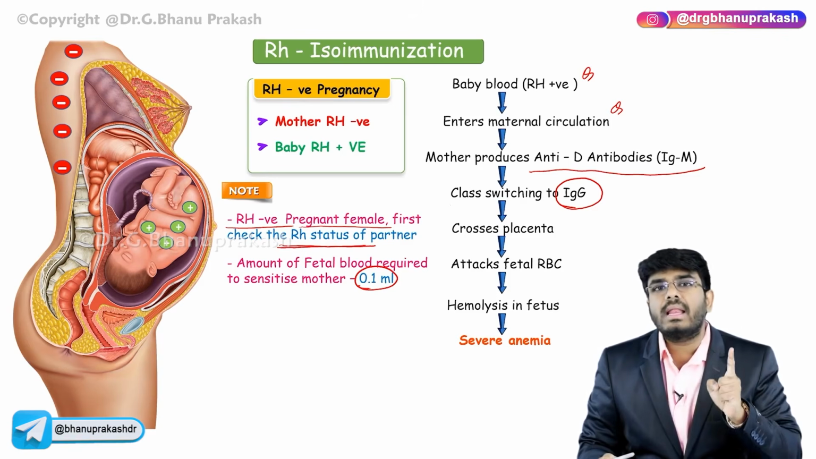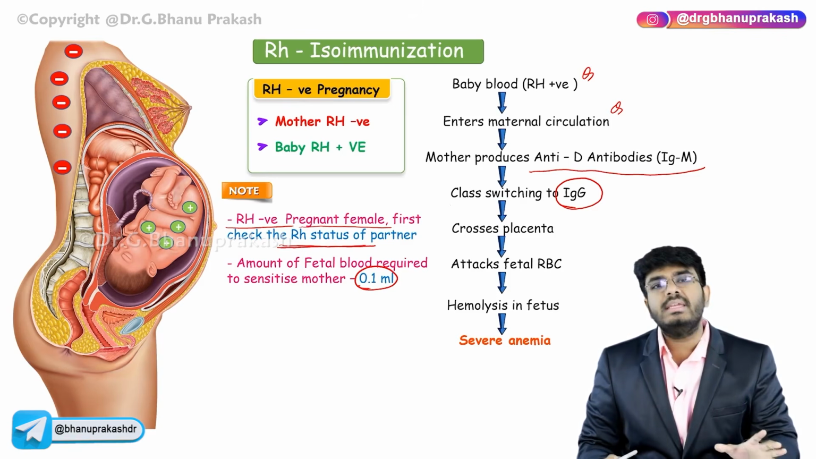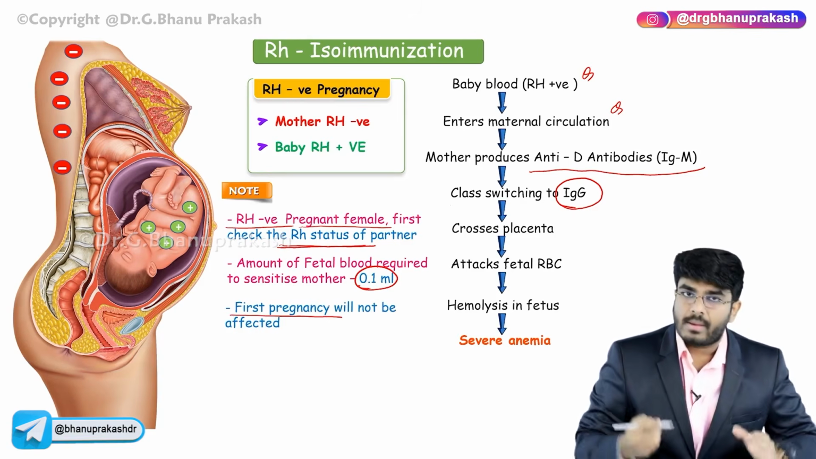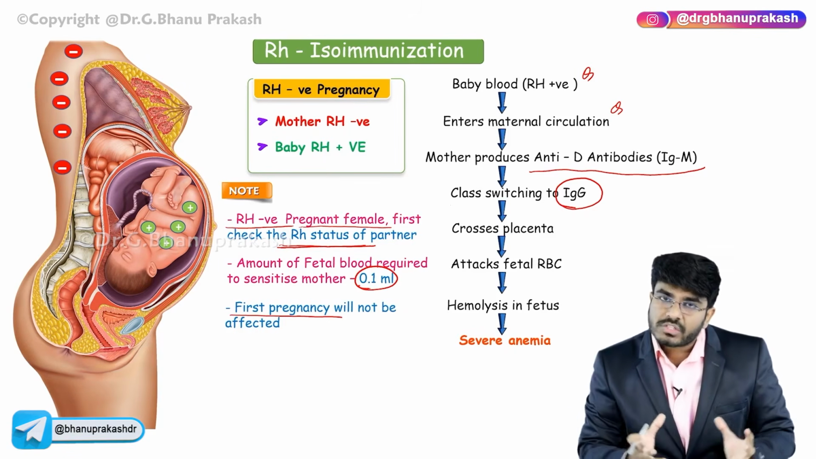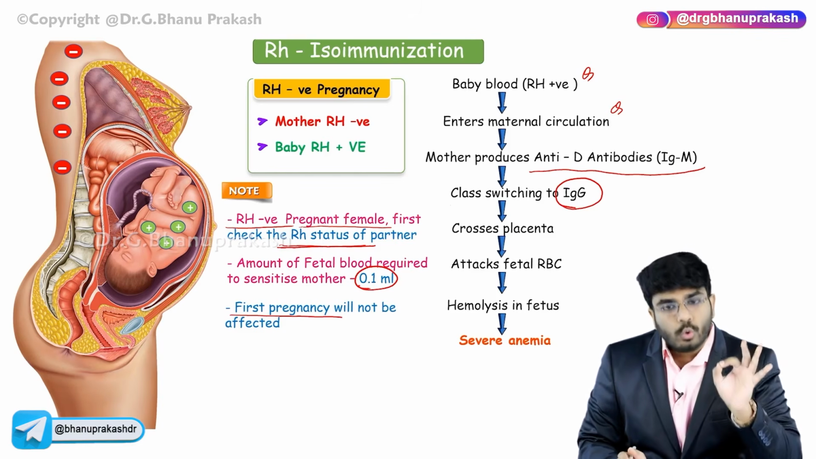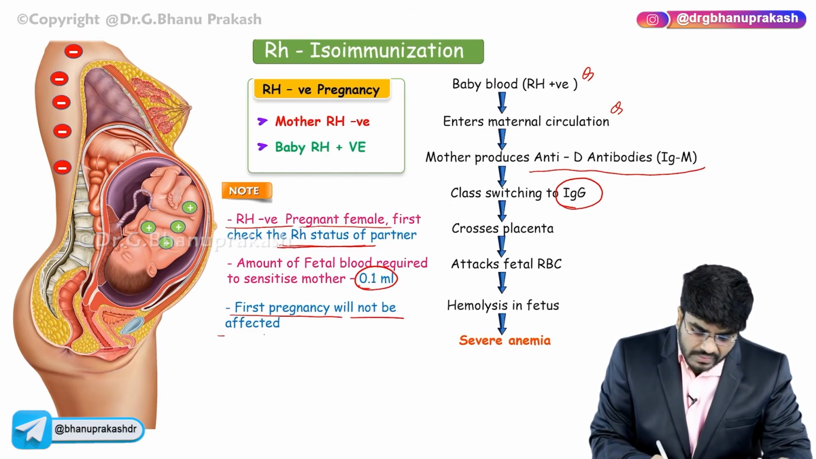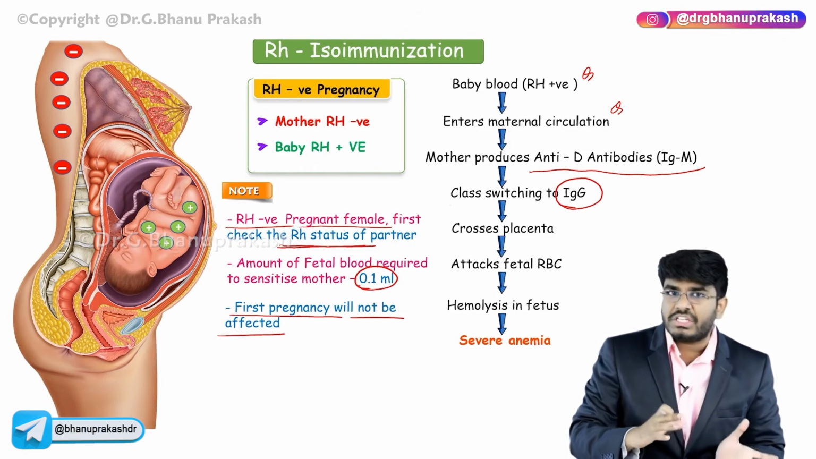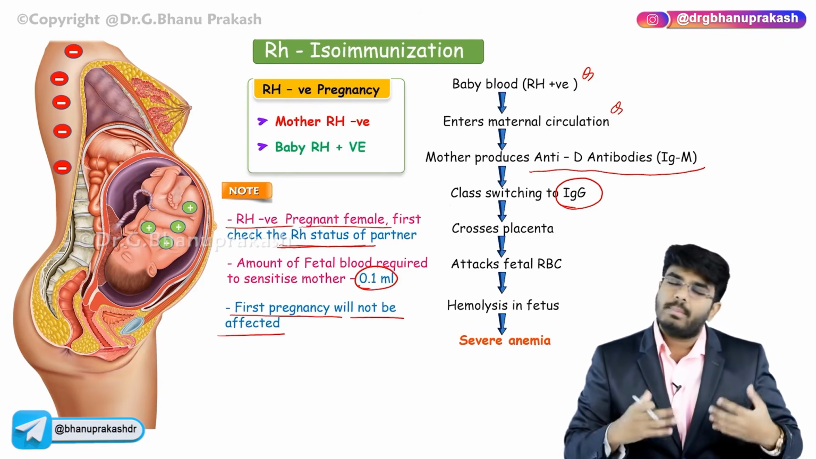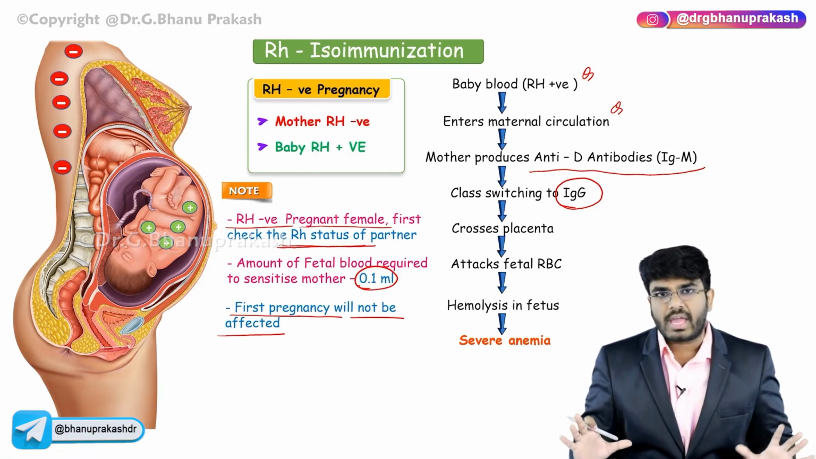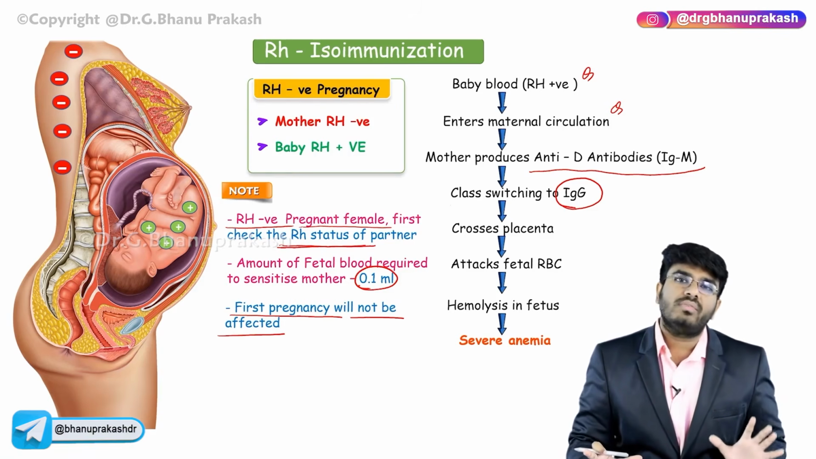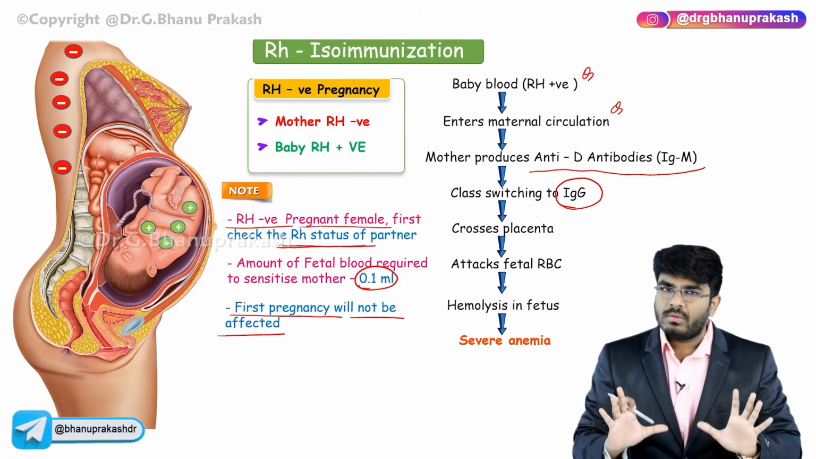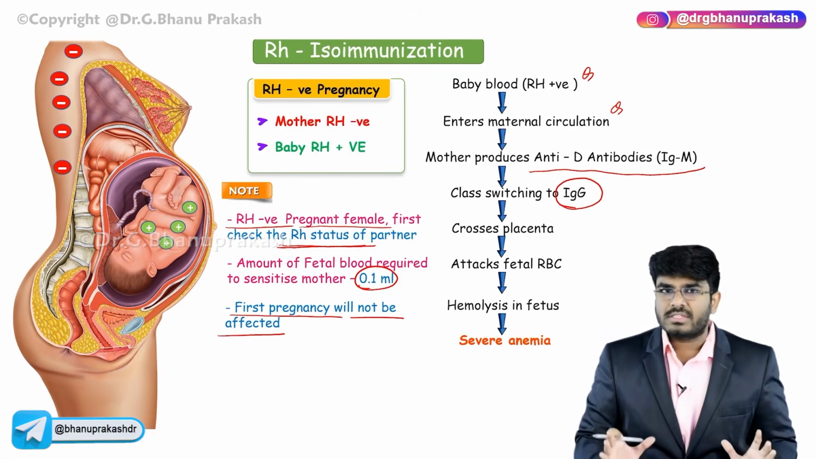So the first RH negative pregnancy is not going to be a problem. In the first pregnancy, an RH negative mother with an RH positive baby, usually will not be affected. Why? Because by the time the mother produces the IgG variant of anti-D antibodies, the baby is already delivered. So the baby is not going to have any hemolysis and there is no fetal anemia. First baby is okay.